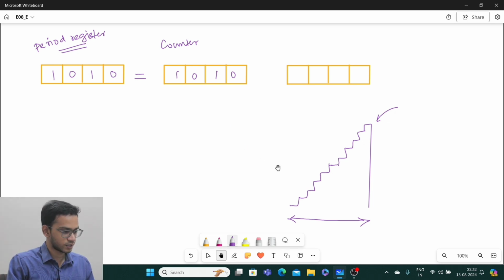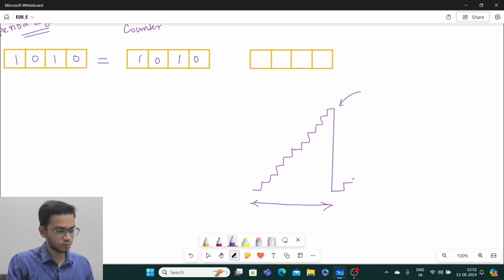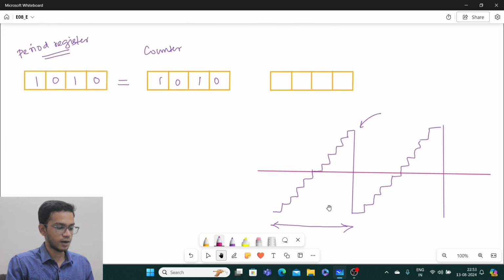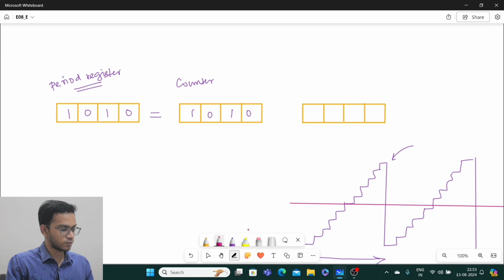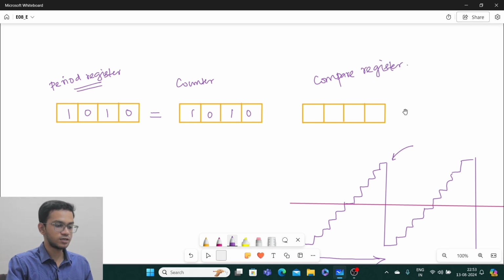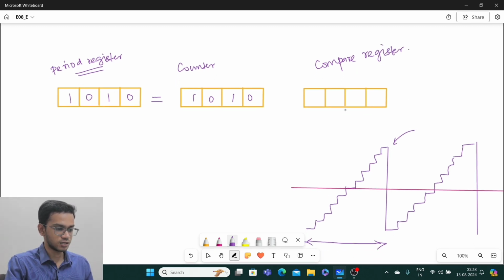The next part is having a duty ratio to produce a PWM. So this is how my sawtooth will look. My next part is to generate a duty ratio such that I am able to produce my PWM. For generating the duty ratio, we use a register called the compare register. Why is it called a compare register? Because this register is going to be compared every time with your counter. The moment these two become equal, something is going to happen.